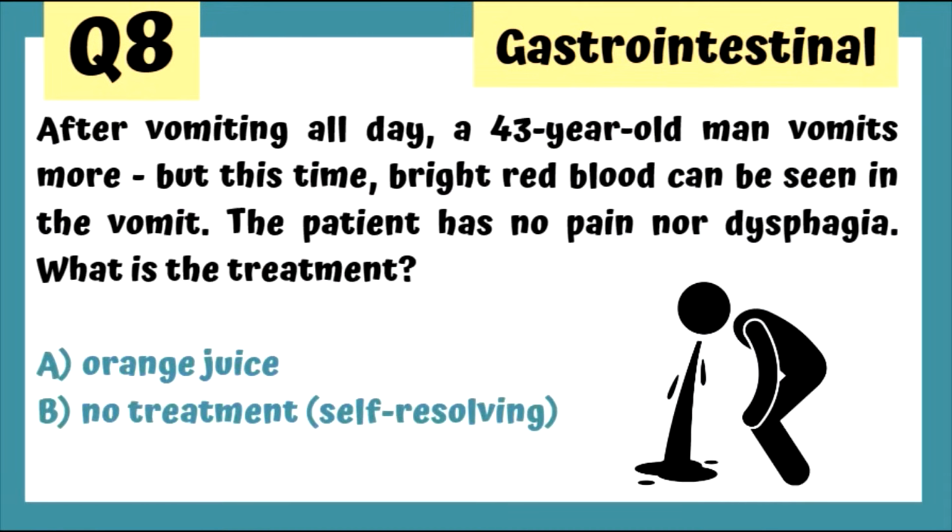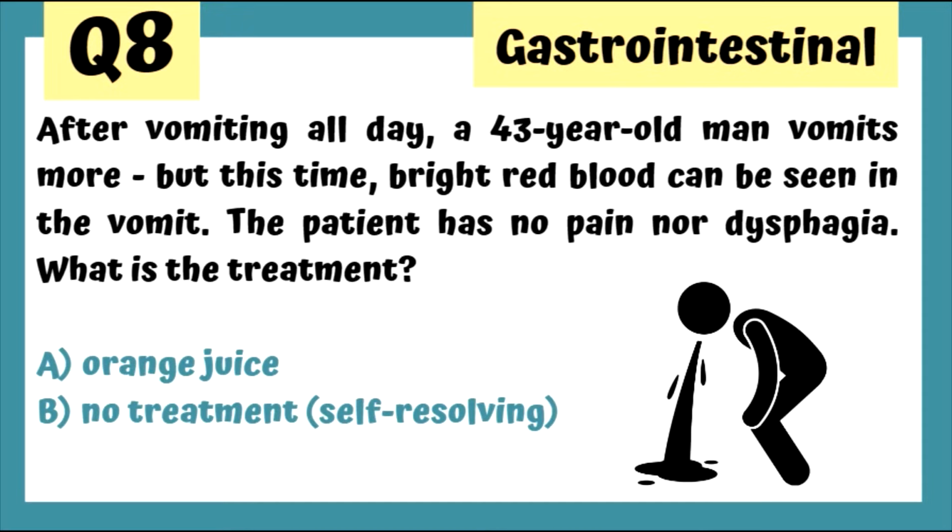Question 8. After vomiting all day, a 43-year-old man vomits more, but this time bright red blood can be seen in the vomit. So he's vomiting, vomiting, then there's bright red blood. Sounds like a Mallory-Weiss tear. The patient has no pain nor dysphagia. Again, consistent with Mallory-Weiss tear, which is not a full thickness tear.